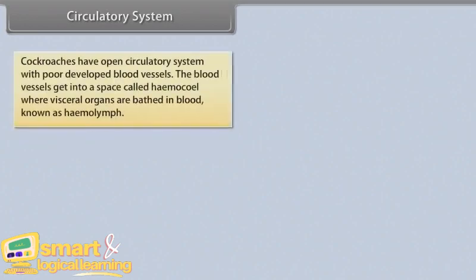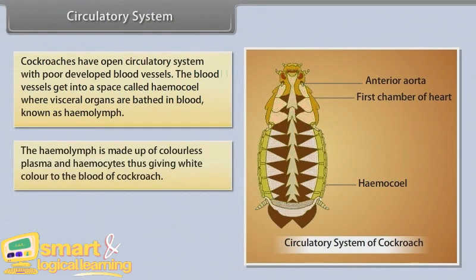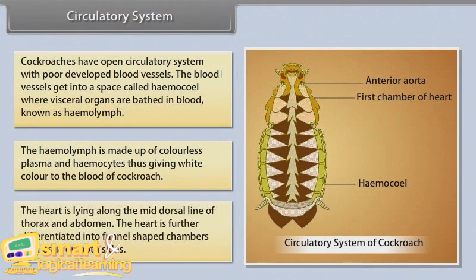Circulatory system. Cockroaches have an open circulatory system with poorly developed blood vessels. The blood vessels open into a space called the haemocoel, where visceral organs are bathed in blood, known as hemolymph. The hemolymph is made up of colorless plasma and hemocytes, thus giving a white color to the blood of the cockroach. The heart lies along the mid-dorsal line of the thorax and abdomen. The heart is further differentiated into funnel-shaped chambers with ostia on both sides.